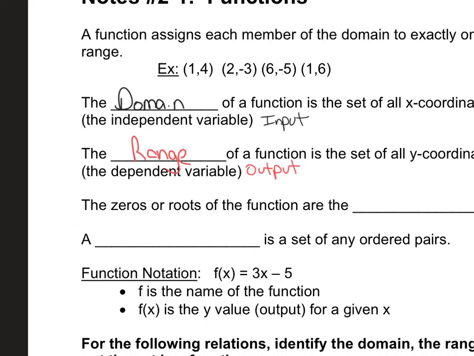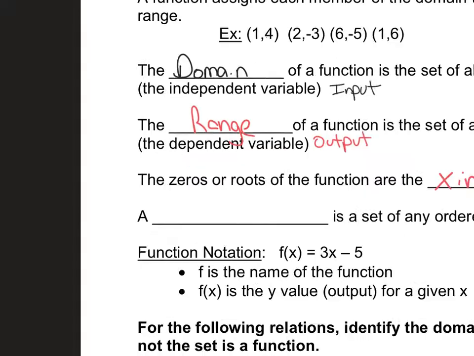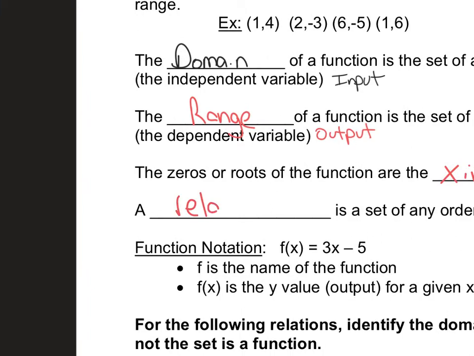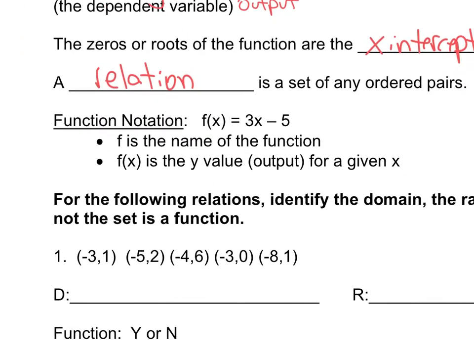The zeros or roots of the function are the x-intercepts of the graph. So if I give you an x-intercept, that's a root or a zero. And then a relation is a set of ordered pairs. So you know we can have functions. We don't have to have functions. If it isn't a function, we call it a relation. Well, you'll see.